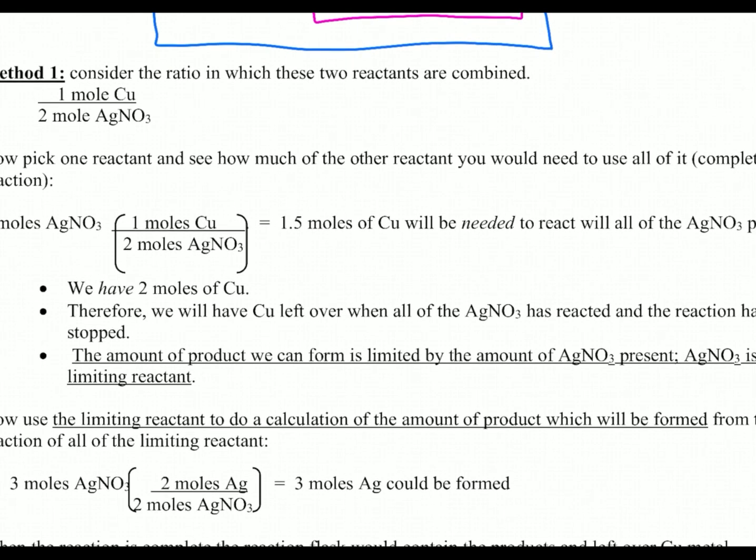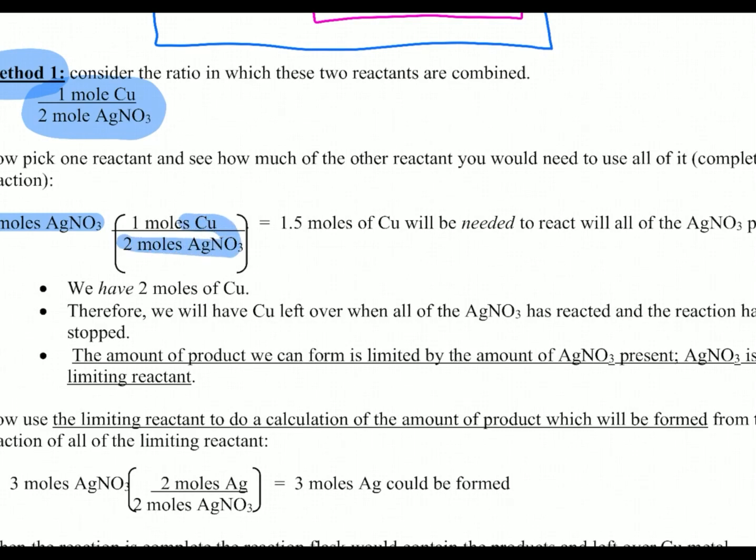The second method involves comparing the two reactants to each other. So we would respect that from the balanced chemical equation, we have this relationship. For every 1 copper, you need 2 silver nitrates. So pick one of the reactants, doesn't matter which one. We're going to pick the 3 moles of silver nitrate quantity, and we're asking the question, how much copper will be needed to react with all of those 3 moles of silver nitrate?